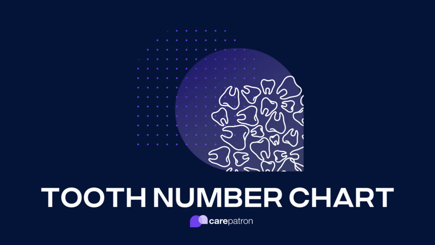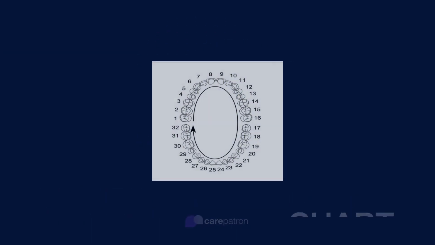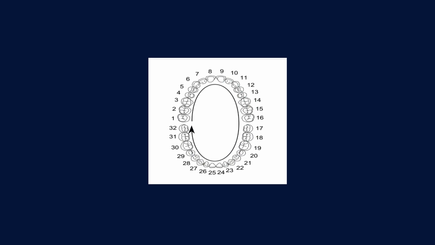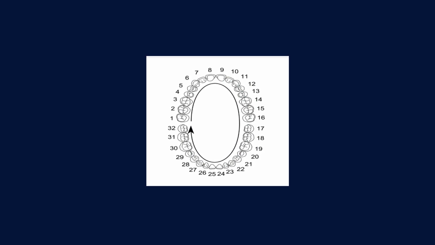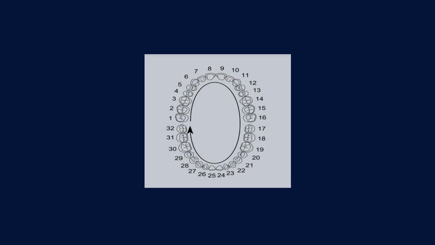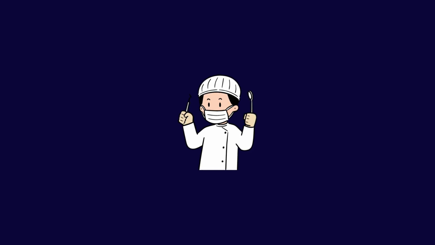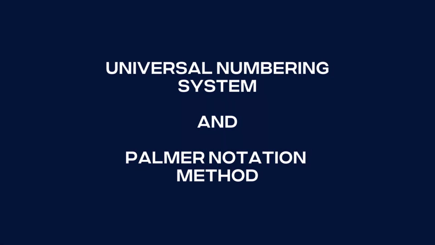What is a tooth number chart? Dental professionals use a tooth number chart to systematically identify and designate individual teeth within the oral cavity. It is a standardized approach for precise and effective communication regarding specific teeth across diagnosis, treatment planning, and discussions. Two well-known tooth numbering systems exist: the universal numbering system and the Palmer notation method.